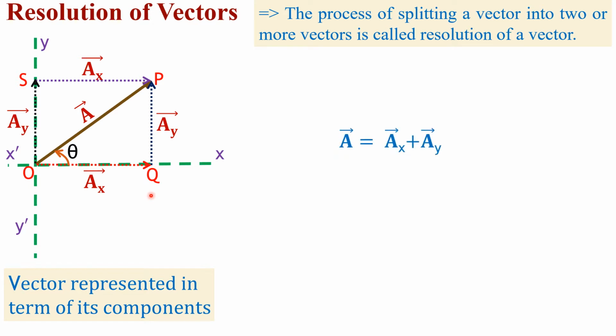So vector A is equal to the sum of its components AX plus AY. Vector A is split into its two components AX and AY. Vector AX can be written as the magnitude of vector AX times the unit vector along the x-axis, i cap. Vector AY can be written as the magnitude of vector AY times the unit vector along the y-axis, that is j cap. According to the formula, vector is equal to magnitude of vector times unit vector. Let's say it is equation number 1.